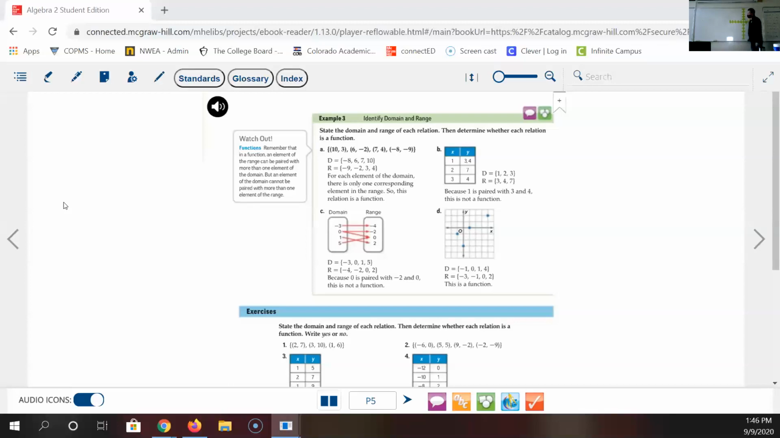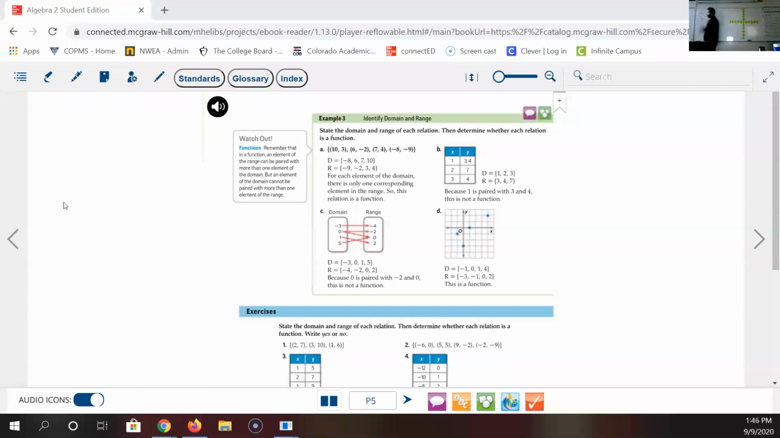Example 3 on page P5 says, state the domain and range of each relation, then determine whether each relation is a function. So you can see we have letters A, B, C, and D presented to us in 4 different ways, but we can handle each and every way. The first thing is I would write down my coordinate pairs. So for letter A, I have (10, 3), (6, -2), (7, 4), and (-8, -9).